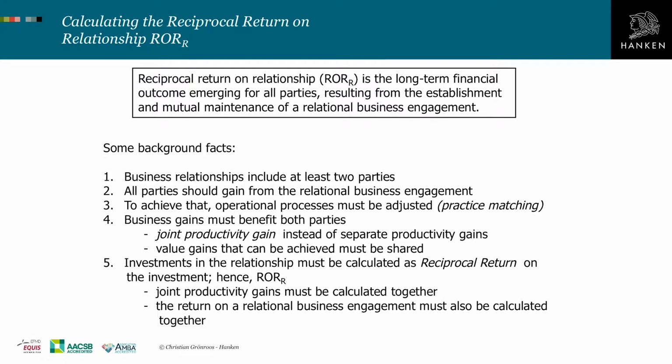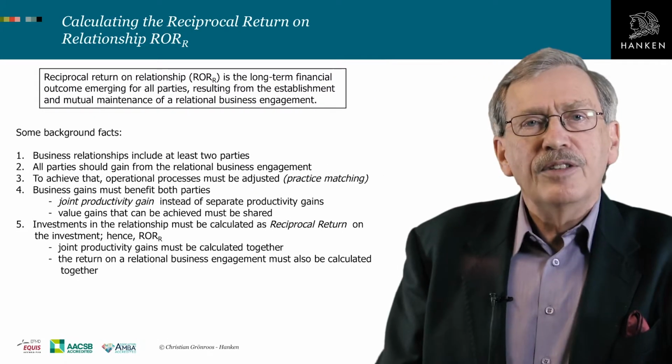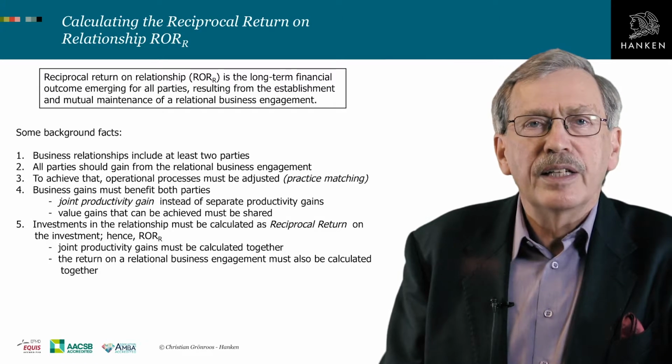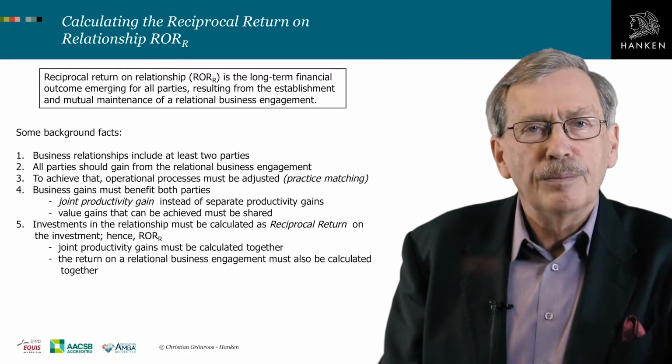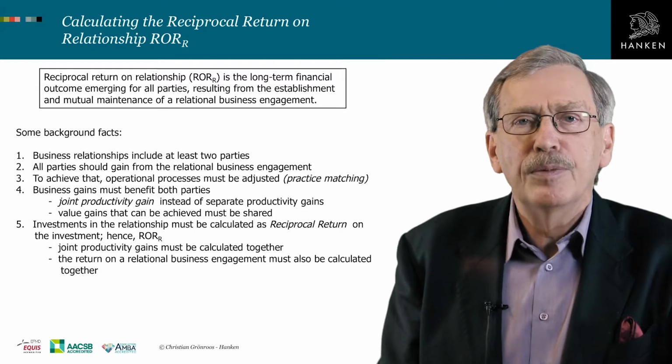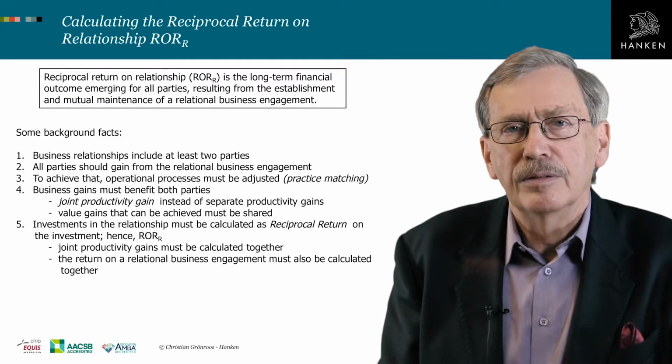For example, when both do changes in their processes or resources, productivity for the supplier and customer changes. But we can't calculate separate productivities in a relationship. We should really try to calculate joint productivity gains, something that's been the development of my colleague Pekka Helle. And then the value gains that follow from productivity gains must be shared between both. They cannot be kept by one party, the supplier, for example, only.